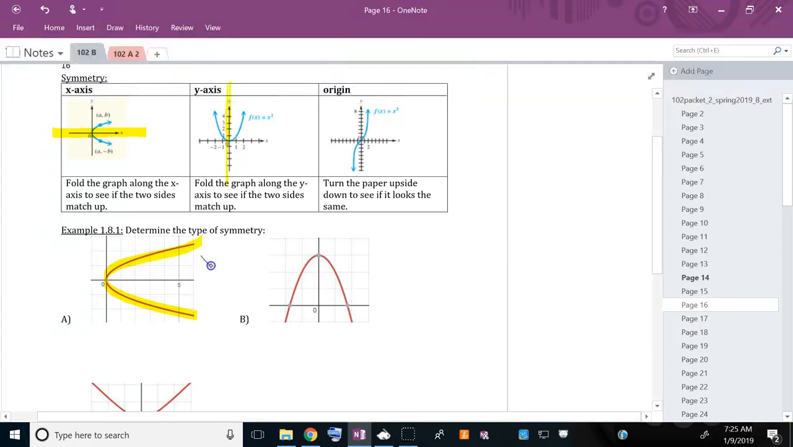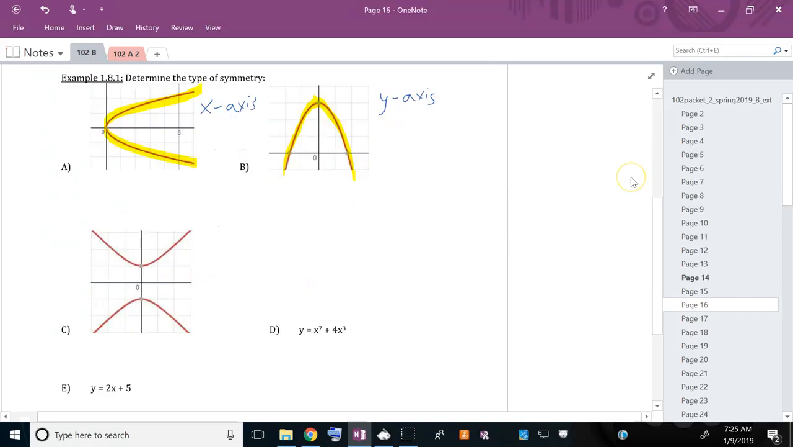And hopefully you agree with me that if I fold that along the x-axis, it will overlap. My next graph looks like this. And for that one, if I fold on the y-axis, the two sides will overlap. Let's scroll this down a little bit so we can see my next graph.